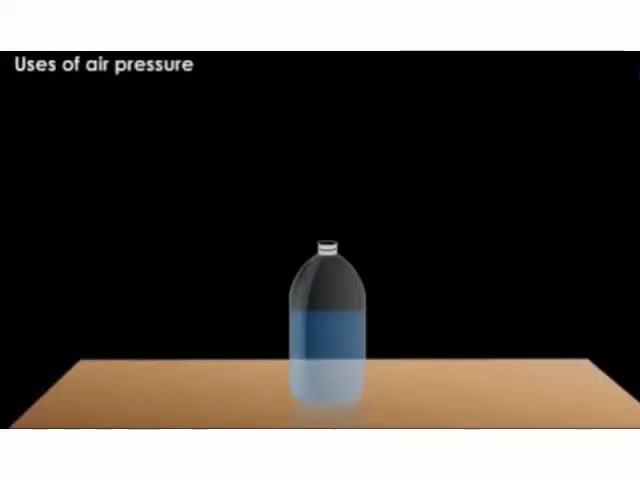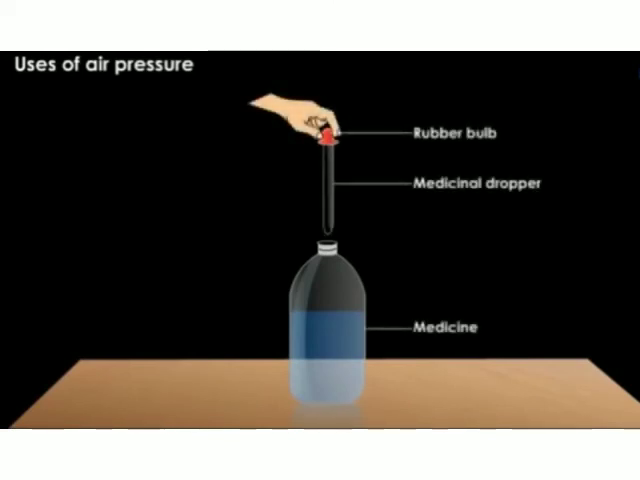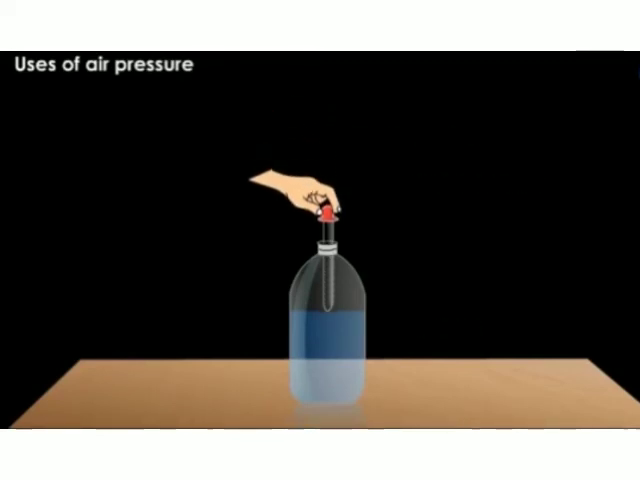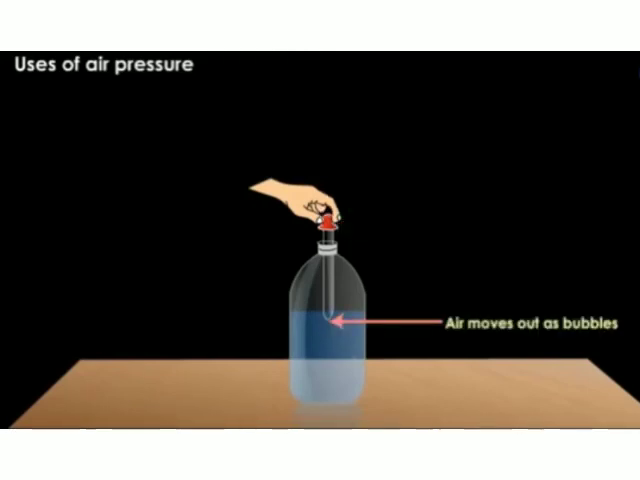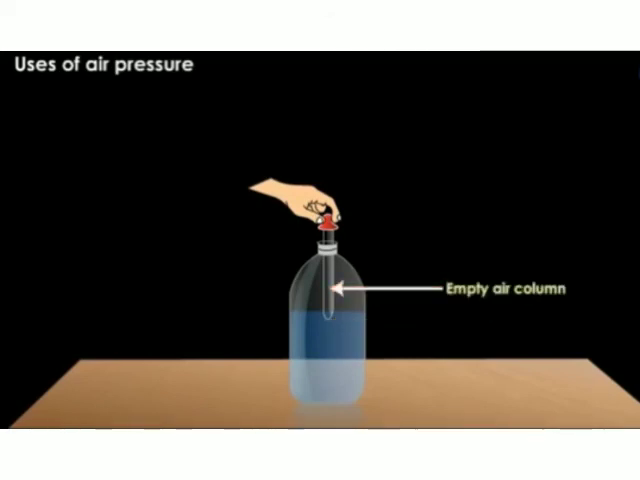Uses of air pressure. A medicinal dropper functions with the help of air pressure. When we dip the tip of a medicinal dropper into some water and then press the rubber bulb, the air inside it moves out. To fill the emptied air column, water enters the medicinal dropper.